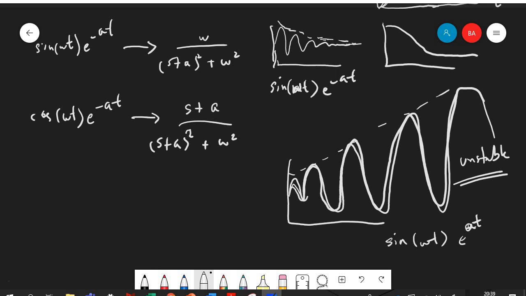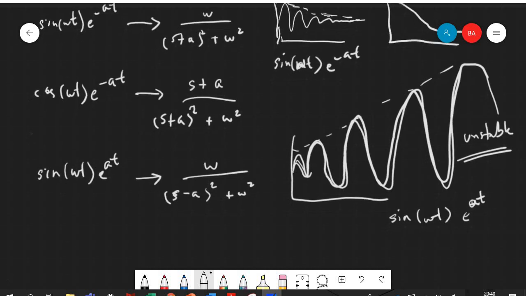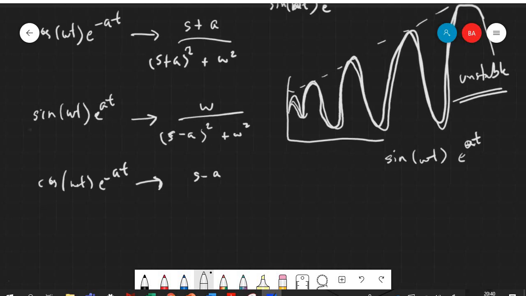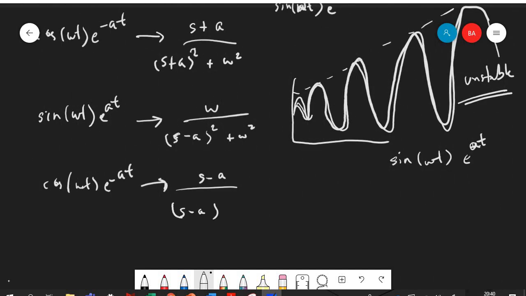And in this case, it's exactly the same, I'm just writing it again. Sine omega t into e to the power at. It will be omega over, and the only difference is that the s is going to be different, right? Instead of s plus a, it will be s minus a, the whole thing squared, plus omega squared. So that is the only change that we have. The minus sign is different. And similarly, if you go to cosine omega t into e to the power at, this will be s minus a divided by (s minus a) the whole thing squared, plus omega squared.